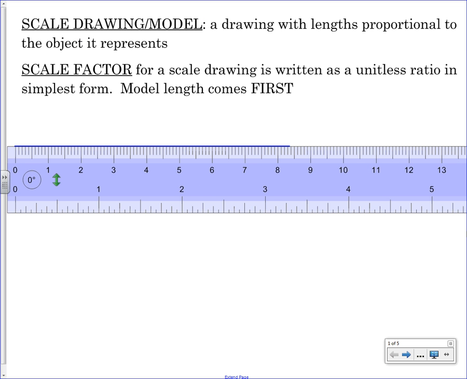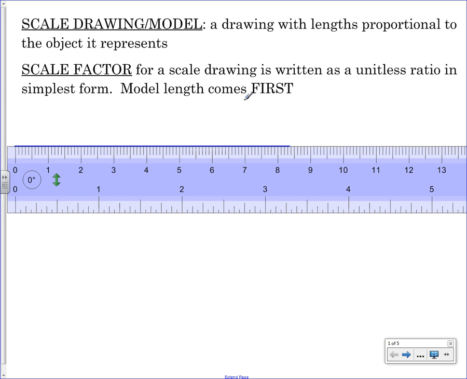All right, so 7.7, scale drawings and models. A scale drawing or model is a drawing with lengths proportional to the object it represents. Obviously, this whole chapter is about proportions, so that's what we're talking about. A scale factor for a scale drawing is written as a unitless ratio in simplest form. You always reduce, right?